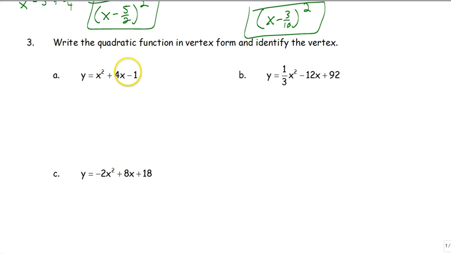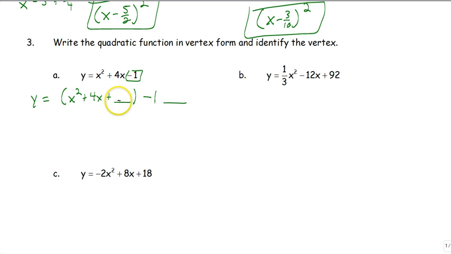You always separate out this negative 1, or the number. We don't want to deal with that. So, I'm going to rewrite this as y is equal to x squared plus 4x plus something else, and then minus 1, and then we have to do something here too. Here's what I did. I separated out the negative 1.